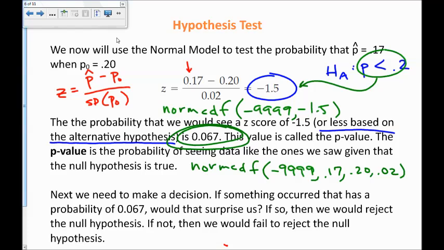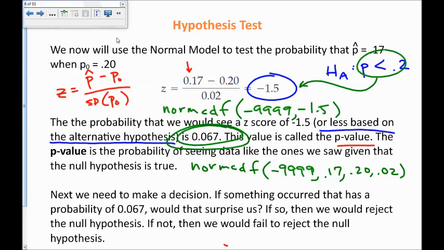This value is called the p-value, which is a really important word. It should be bolded, but it's not. The p-value. The p-value is the probability of seeing data like the ones we saw, given that the null hypothesis is true.